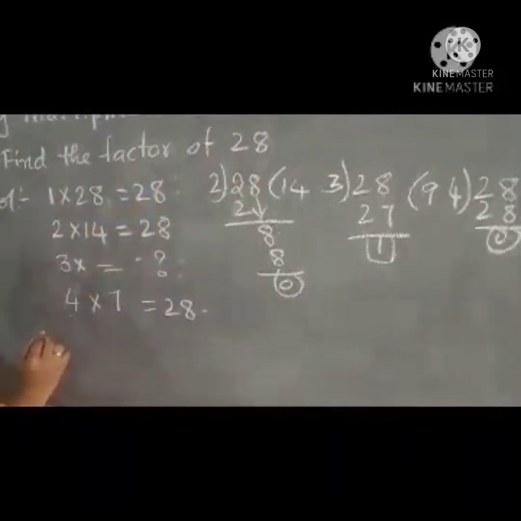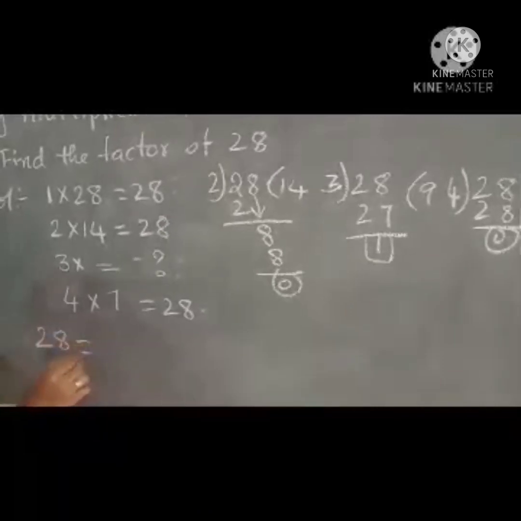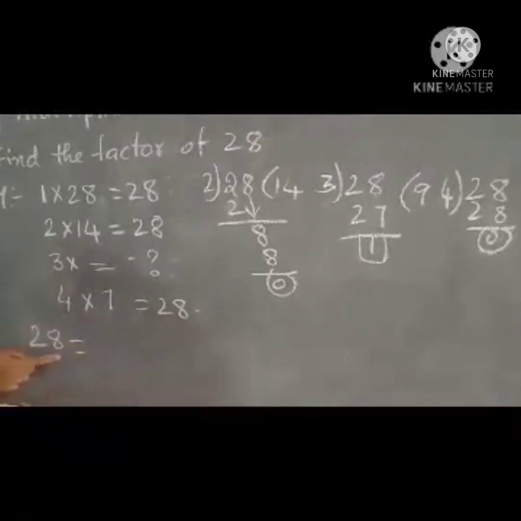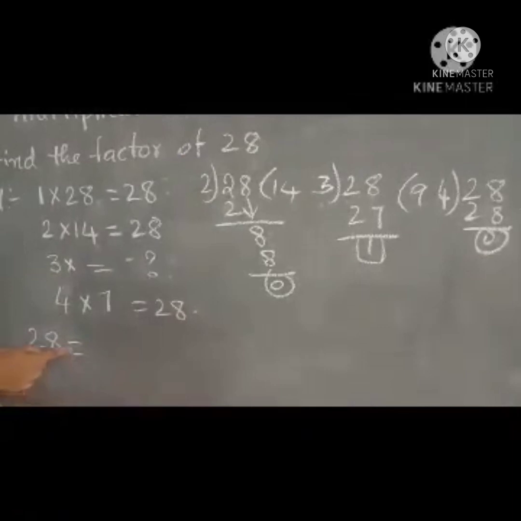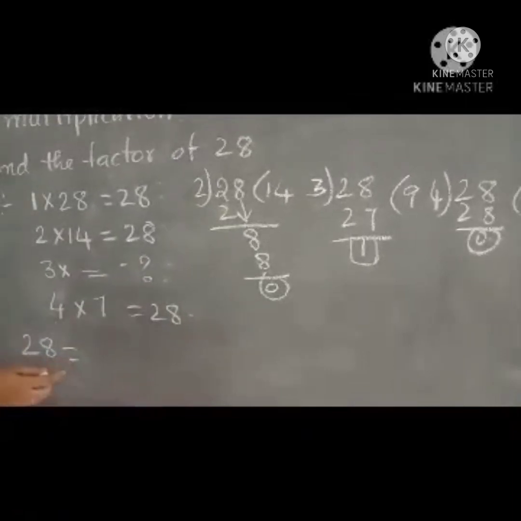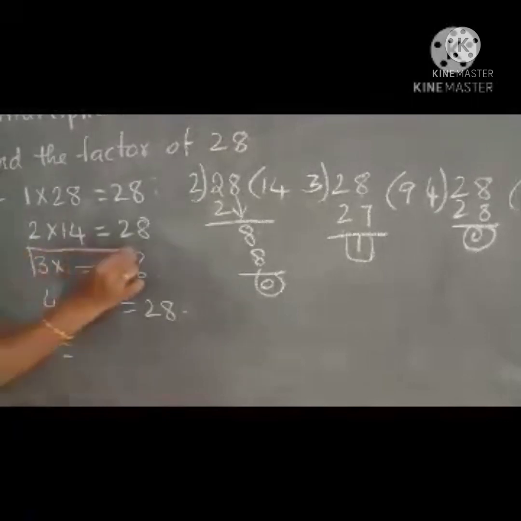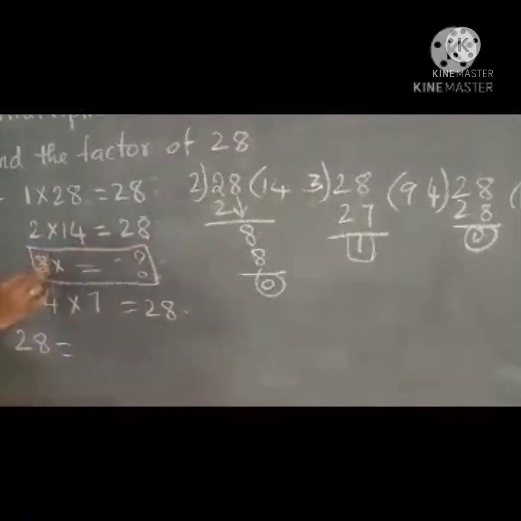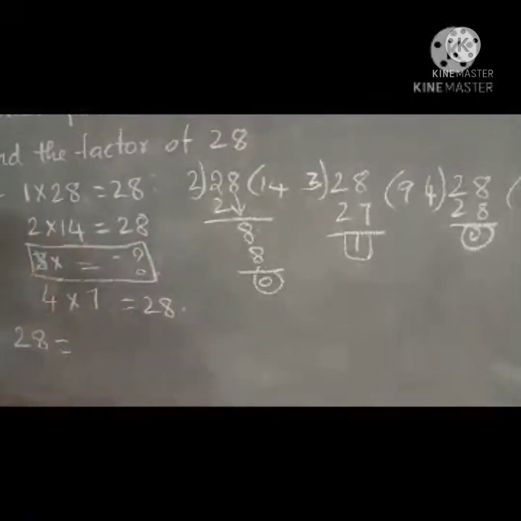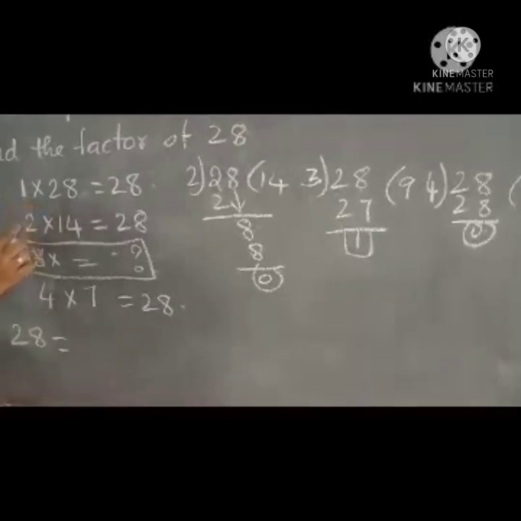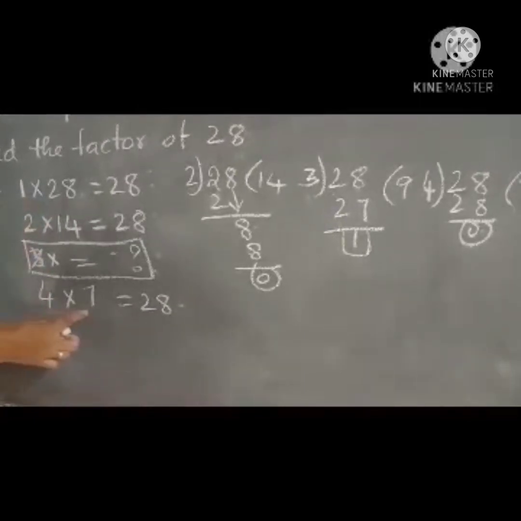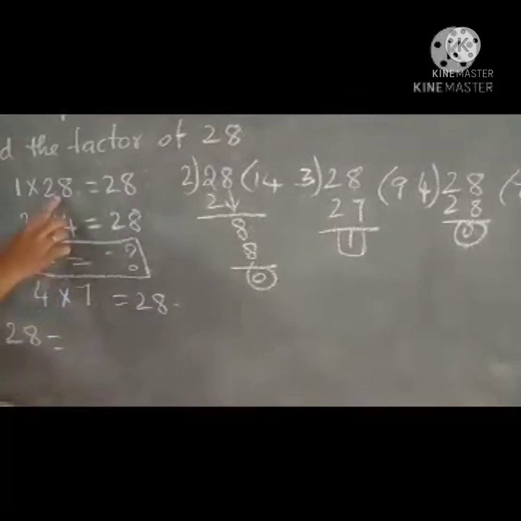So here we have to write the number 28. At first we have to write the number 28. After completing, what are the factors here, children? First, is this a factor or not? No, this is not a factor, so we have to cancel this number. See here, what are the factors here? 1, 2, 4, 7, 14, 28.